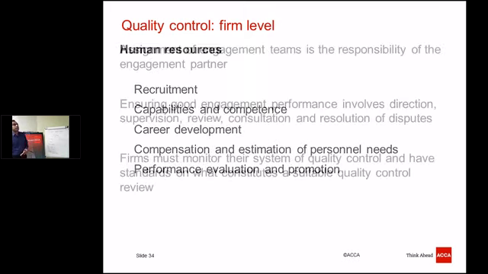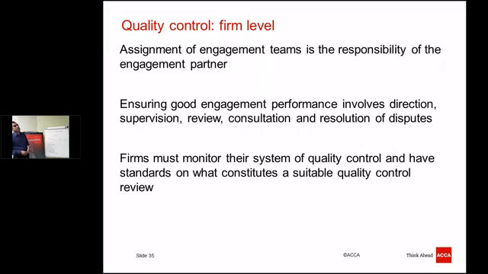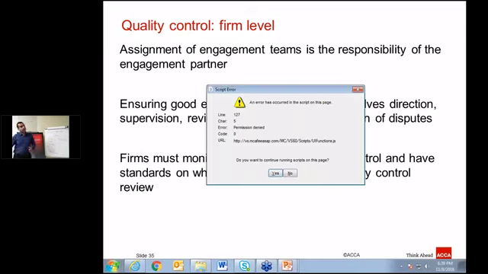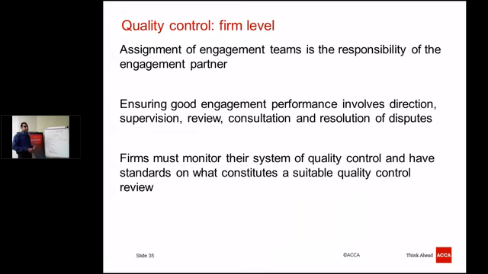Again, the quality control at the firm level relates to assignment of engagement teams, which is the responsibility of the engagement partners: who should be sent to which clients, what types of experiences are required to be built. That is also important to understand. And then ensuring good engagement performance involves direction, supervision, review, consultation, and resolution of disputes. There can be many cases actually, and this is an important one that needs to be understood. So I think it's important that we highlight this as well.